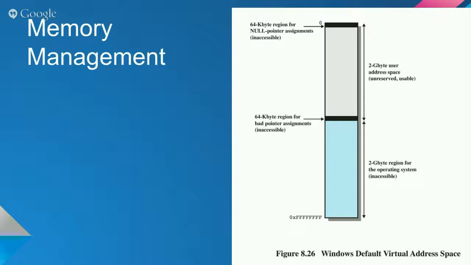So as you see in the image, user space is 2 GB minus 128 kilobytes. 64 kilobytes is reserved from the top to catch null pointer arguments, and another 64 kilobytes for a guard page, avoiding always having to check for out of bound pointer references. In practice, a page can be in any of the following states: available, reserved, or committed.